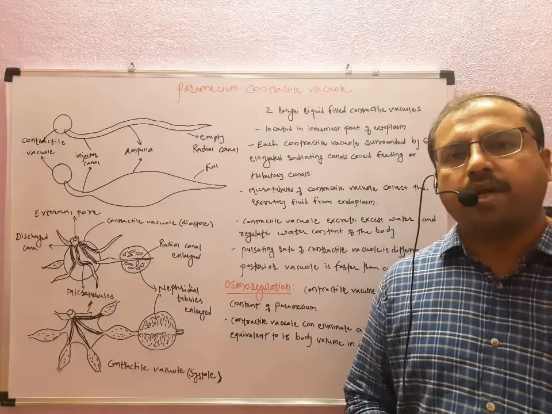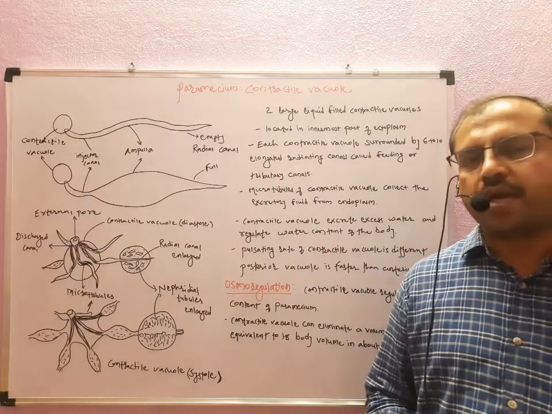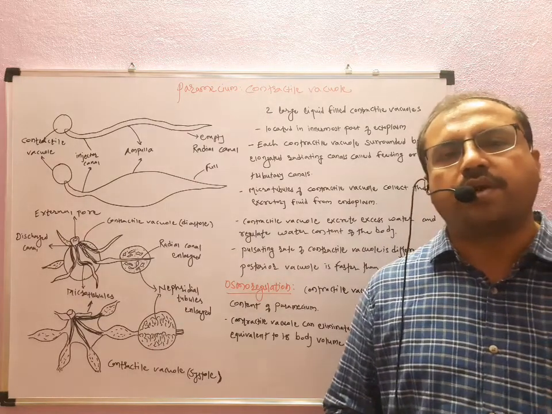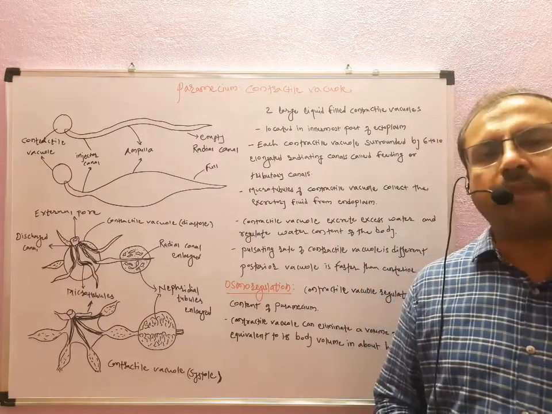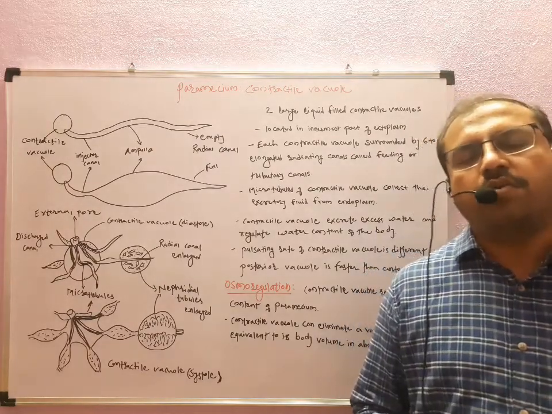In animal diversity first we have studied paramecium, different systems or different characters of paramecium. In today's lecture we will see contractile vacuoles of paramecium.